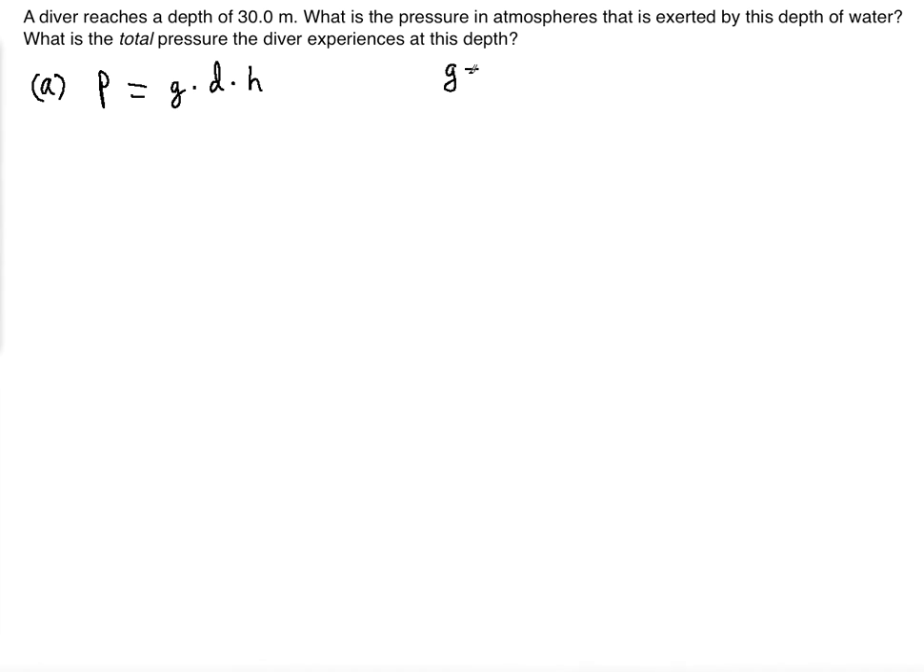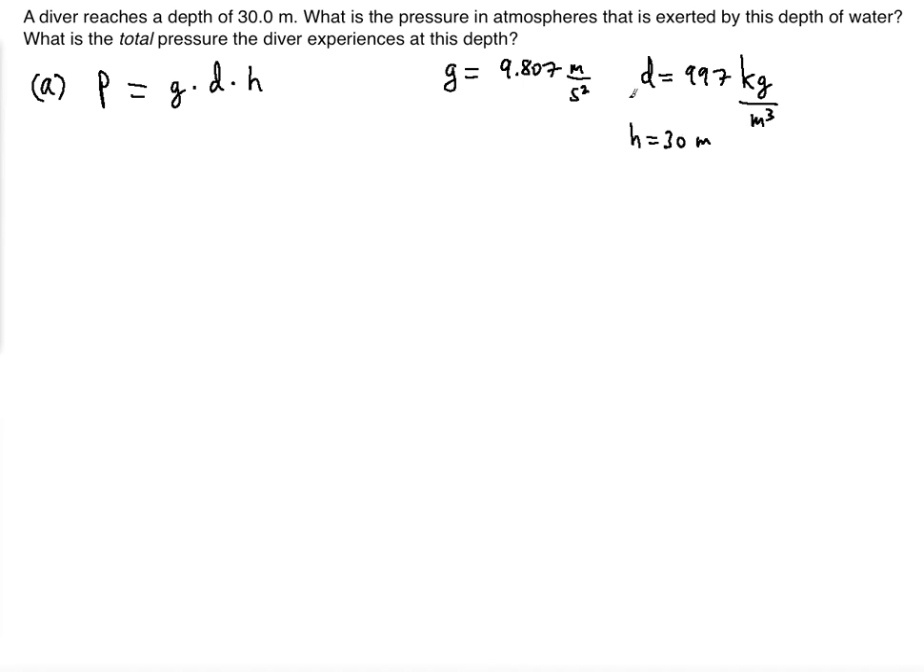Okay, so g, the gravity, is going to be 9.807 meters per second squared. The density of water is 997 kilograms per cubic meter. And of course the height is the depth, which is 30 meters.